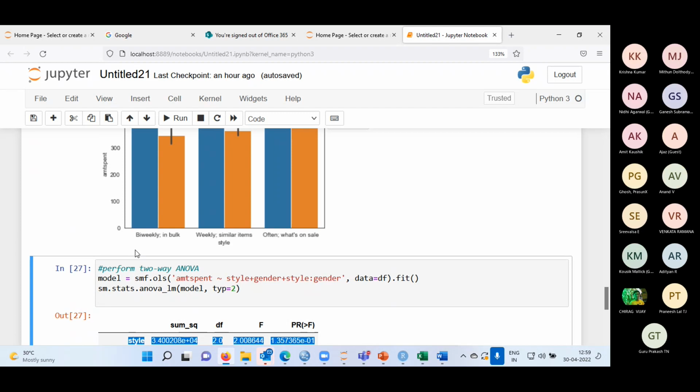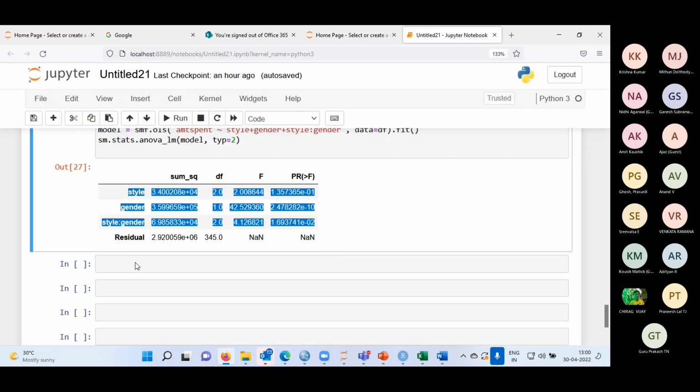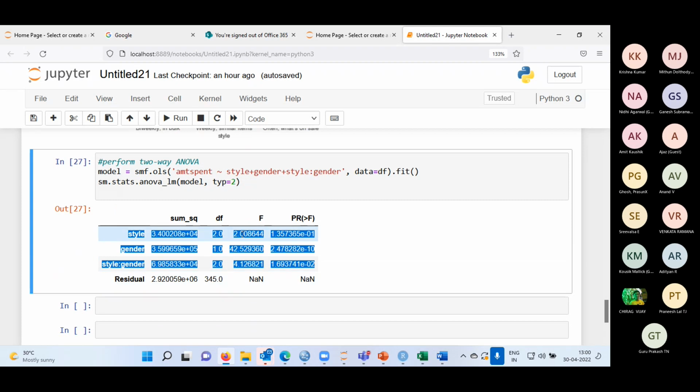Sir, what was the meaning of F values? In the table below, along with the P values, there are F values also. So you're asking me what is the meaning of F, is it? Yes. A very simple one-line answer I'll give you.